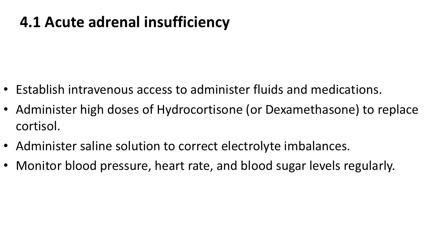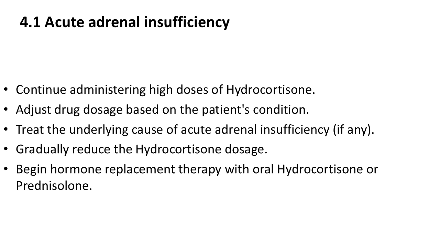4.1 Acute adrenal insufficiency. Establish intravenous access to administer fluids and medications. Administer high doses of hydrocortisone or dexamethasone to replace cortisol. Administer saline solution to correct electrolyte imbalances. Monitor blood pressure, heart rate, and blood sugar levels regularly. Continue administering high doses of hydrocortisone. Adjust drug dosage based on the patient's condition. Treat the underlying cause of acute adrenal insufficiency if any. Gradually reduce the hydrocortisone dosage. Begin hormone replacement therapy with oral hydrocortisone or prednisolone.